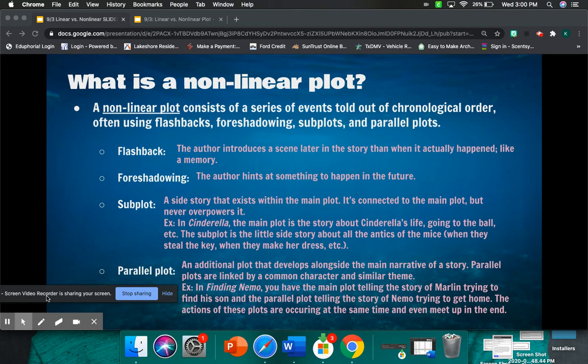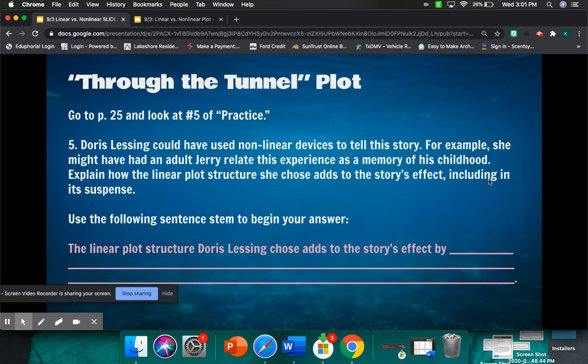In other stories, they might meet up several times, stray apart again, and then come back together toward the end as well. Now, our story was not a nonlinear plot. Our story was a linear plot, okay? However, this story could have been written as a nonlinear story. Doris Lessing could have used nonlinear devices to tell this story. For example, she might have had an adult Jerry relate this experience as a memory of his childhood. He could have been telling a friend that this happened to him. So the beginning of the story would have been him saying, well, when I was a child, and then he would tell the story.